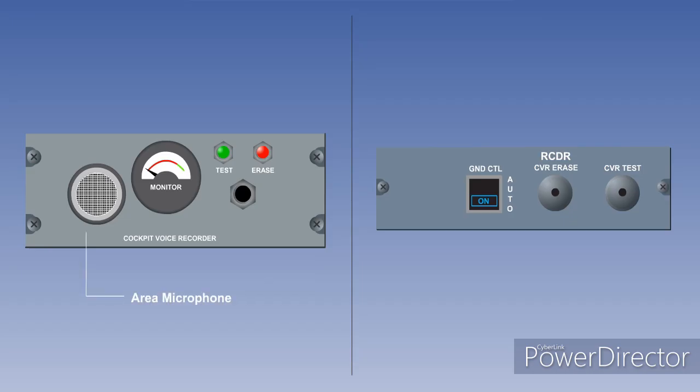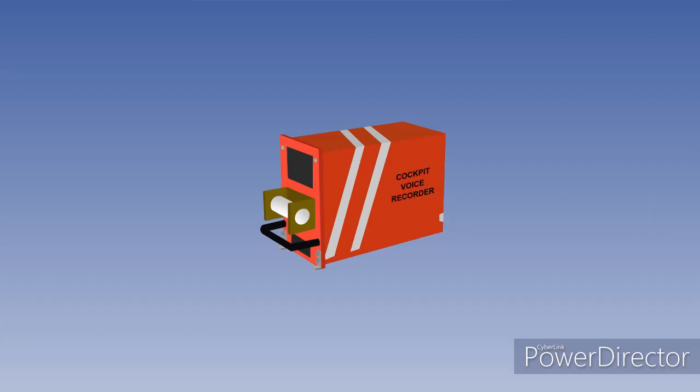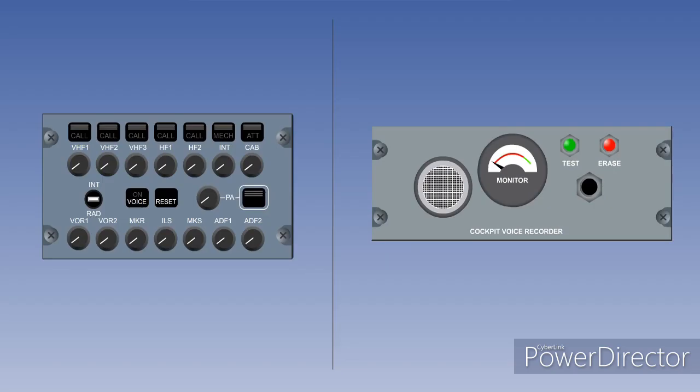On some control panels, like the one on the left, an area microphone is incorporated. Others use separate microphones around the cockpit. The voice recorder is a standard magnetic tape recorder which is required to provide a minimum of 30 minutes of 4-channel parallel recording. The system records any radio transmissions from the captain's, first officer's and observer's position.